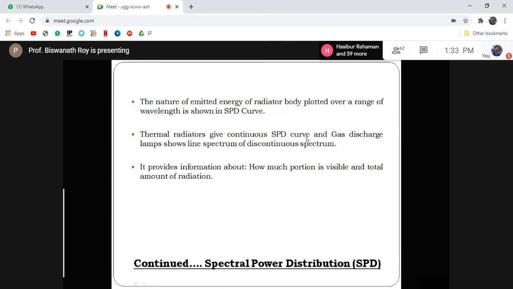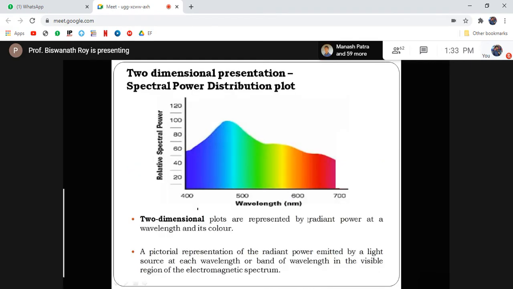Thermal radiator gives continuous SPD, whereas gas discharge lamp shows line spectrum or the discontinuous spectrum. And it provides information about how much portion lies in the visible out of the total amount of radiation. So this is possible when we have the information of the entire optical radiation. But in this figure, the instrument used to get these data only operates in the range of 400 nanometer to 800 nanometer. That's why we have no information regarding the UV or IR.